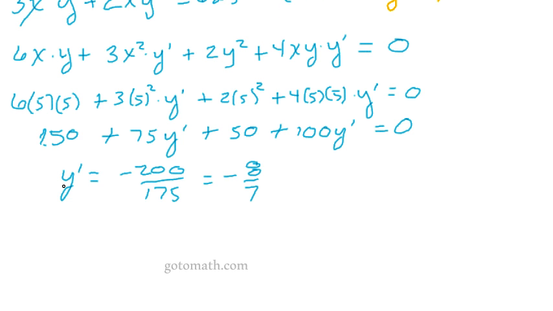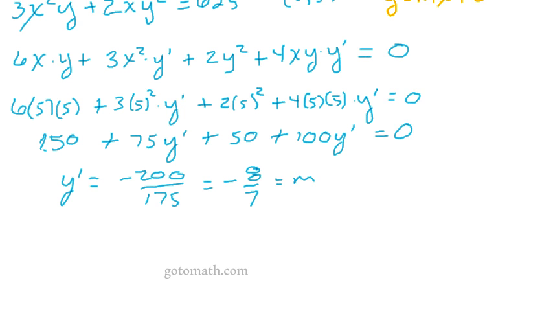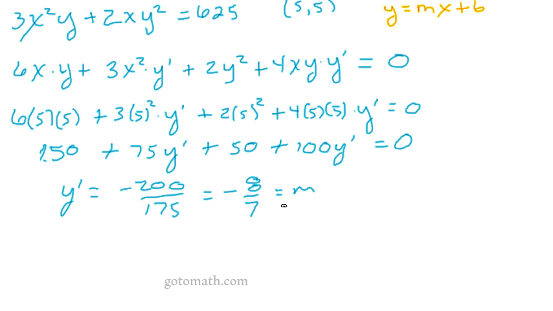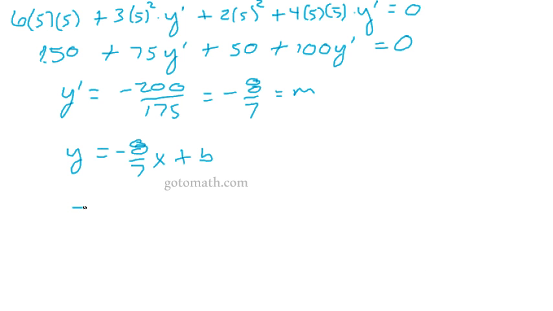So now that we have this, this is our slope right here. This is going to be equal to our m in our equation up here. So now we have y is equal to negative 8/7 x plus b, and we go ahead and plug in our point 5, 5, so we have 5 is equal to negative 8/7 times 5 plus b, and then we solve for b in this problem, and hopefully at this point in your math career you can do that. I'll let you work on that.